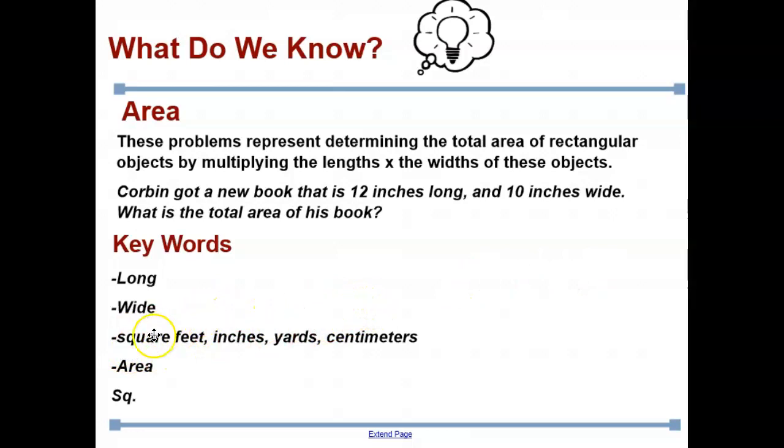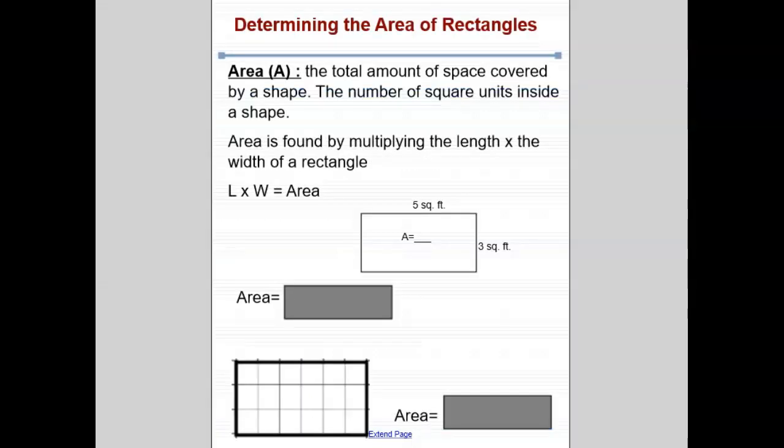Anytime a unit is provided, like square feet, inches, yards, and centimeters, you know right away, oh, it's talking about area. And area, and of course square, because we measure area in square units. Third graders, I'd like to review a little bit more.